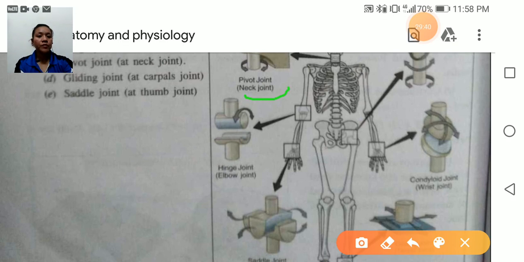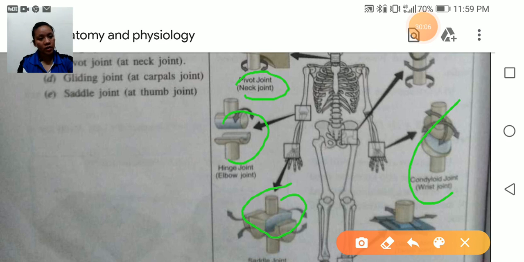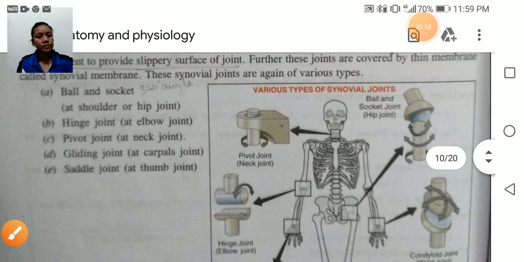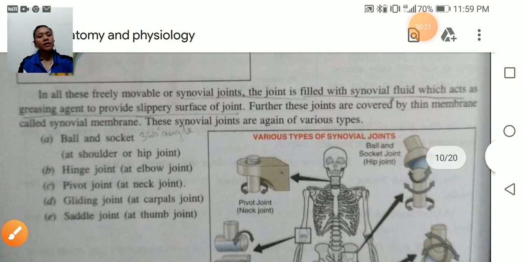This is your pivot joint. The pivot joint provides you rotation movement and is present in the neck. This is the hinge joint. The hinge joint provides movement in one direction, 180 degrees, up and down. And this is your saddle joint, this is your condylar joint, and this is your ball and socket joint. These are the types of joints.